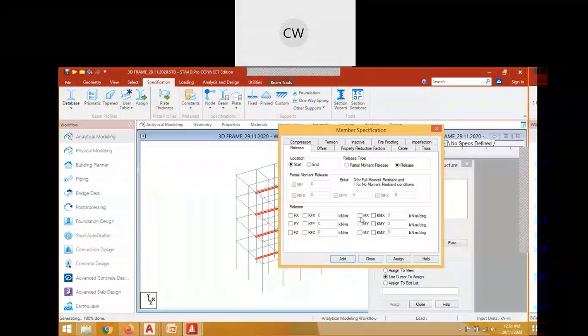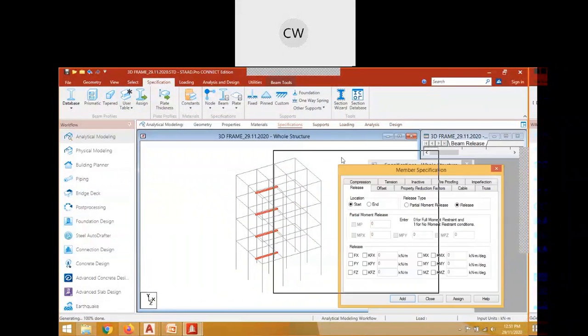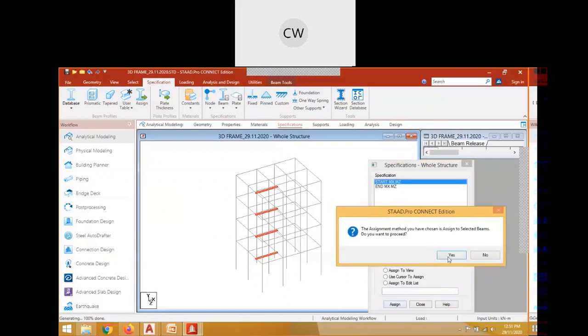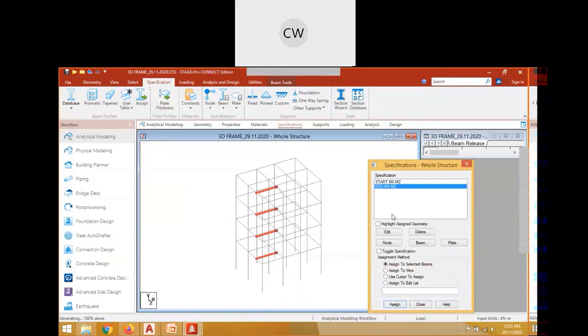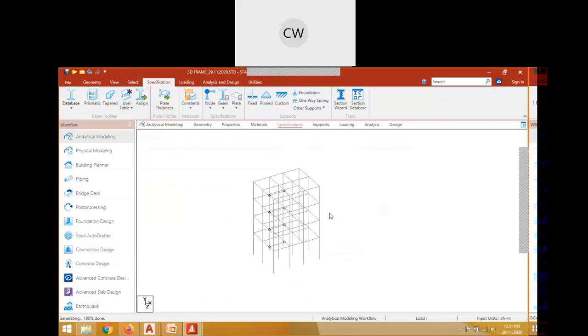So which moments are to be released? Mx and mz. Y is vertical, right? So mx and mz to be released at start and end. So start, say mx and mz, say add. Again go to beam, then end, say mx and mz, say add. And then you need to assign this to the particular beam. Say assign yes, then end also say assign yes. So that's it. So now it is released.